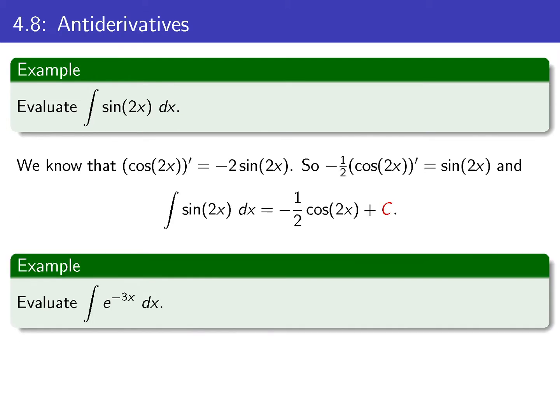So we guess the antiderivative has something to do with cosine of 2x, since the derivative of cosine of 2x is minus 2 sine of 2x. So at this point we can do what we did before and realize that minus 1/2 cosine of 2x must have derivative sine of 2x, which means the antiderivative of sine of 2x is negative 1/2 cosine 2x plus c. Now why don't you try the second example? Find the indefinite integral of e to the minus 3x with respect to x.